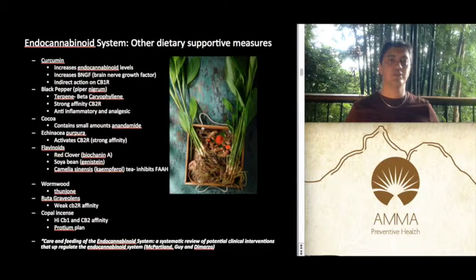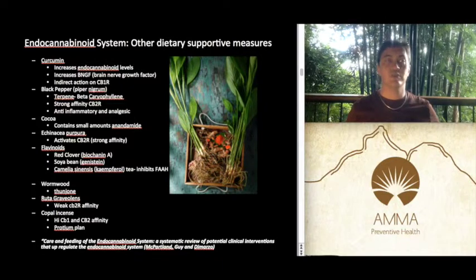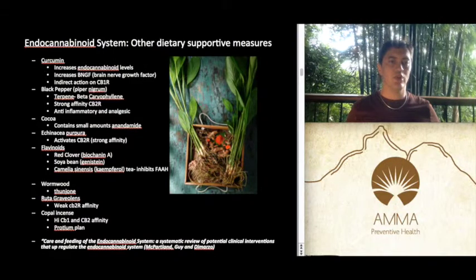Other supportive measures which we can take to enhance our endocannabinoid system include the consumption of curcumin found in turmeric, and Piper nigrum or black pepper, with the important terpene found in black pepper, beta-caryophyllene, which has a very strong affinity for the cannabinoid 2 receptor and is associated with increased anti-inflammatory and analgesic responses. Cacao or cocoa contains small amounts of anandamide. Echinacea activates the cannabinoid 2 receptors with strong affinity. And flavonoids such as red clover, soybean, and Camellia sinensis or tea inhibit FAAH, which is responsible for the breakdown of our endocannabinoids. There are a few other things here, such as wormwood, Ruta graveolens, and copal incense, which have been seen to increase the activity of the endocannabinoid system.